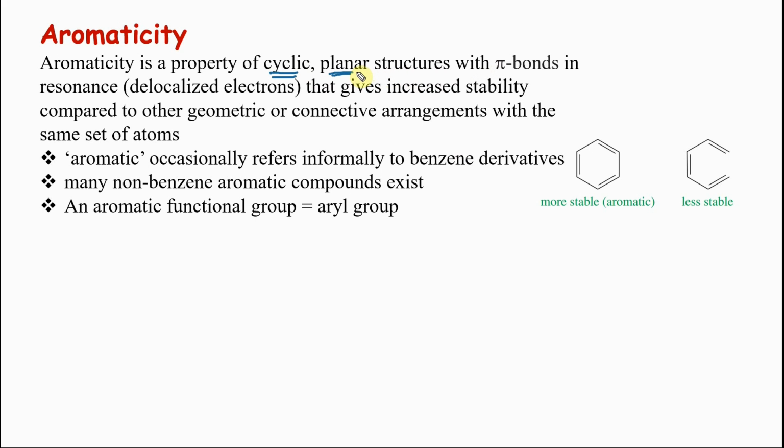Okay, so you want a planar structure, and that is cyclic, with obviously pi bonds in resonance with each other, delocalized electron.